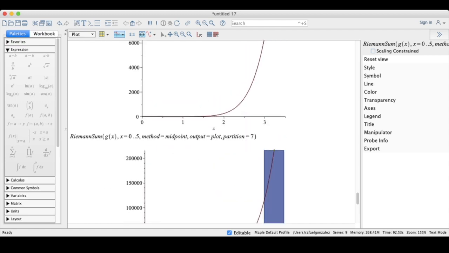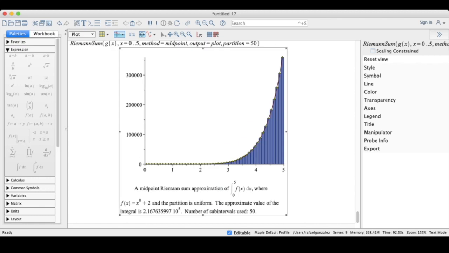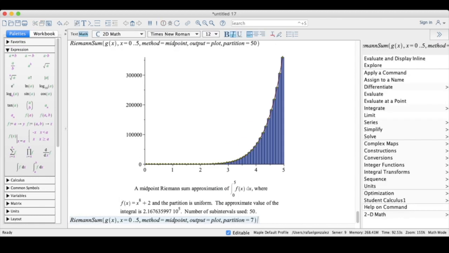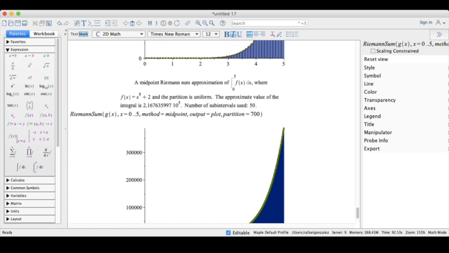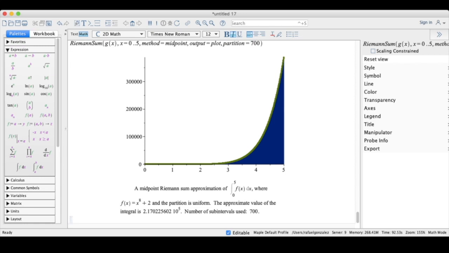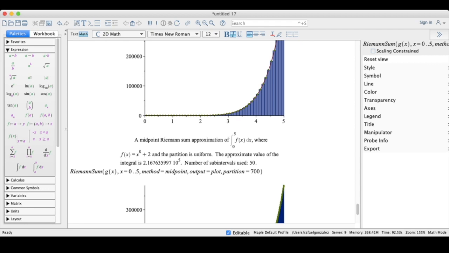Okay. Now we could get an even better approximation if we used even more rectangles. So let's say instead of 50, we use 700 rectangles. Now notice how nice this looks. And notice, let's see the difference between the approximation. This is a much better approximation, but we could say that this is approximately 2.17 times 10 to the 5, let's say, the value of the area here.